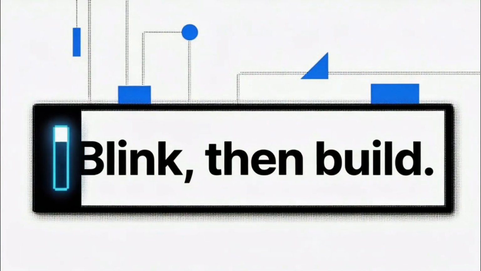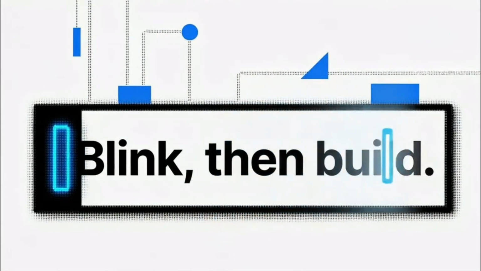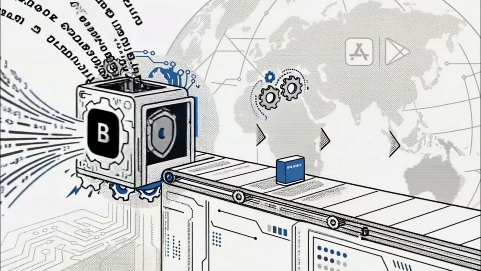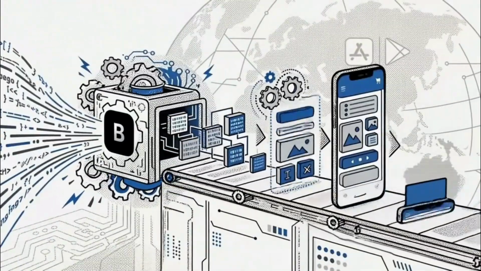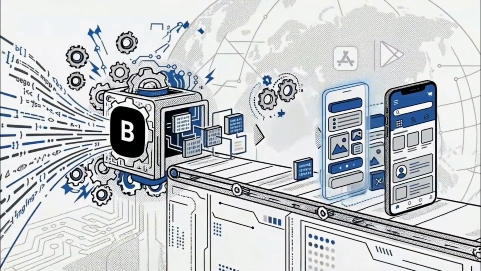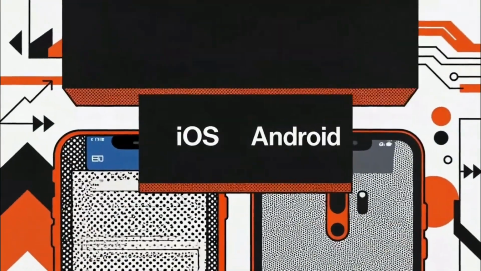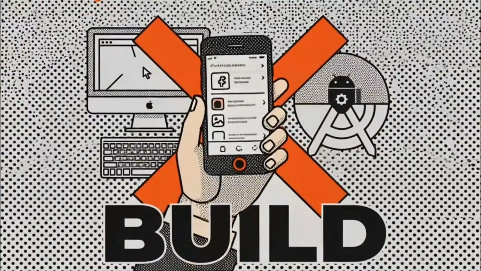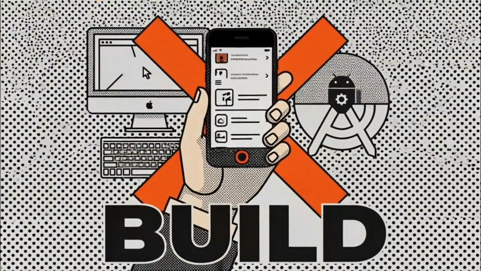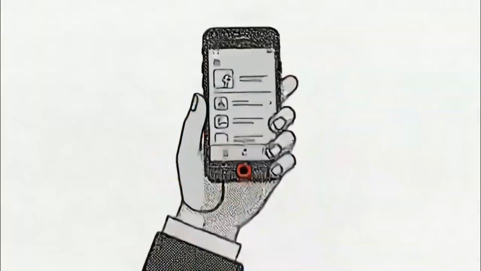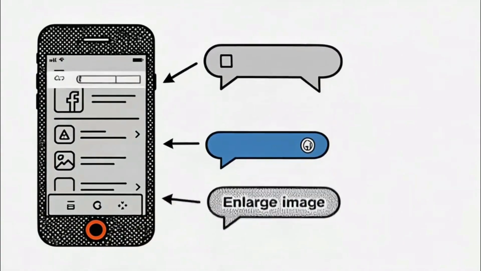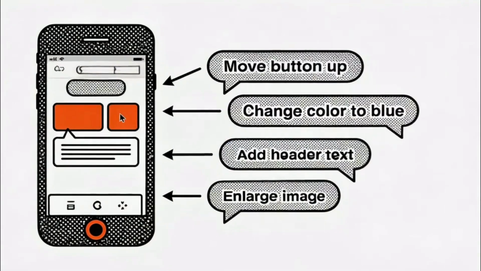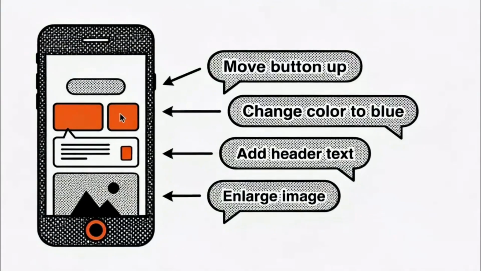You open Blink and describe your app in one sentence. Plain English. Blink's AI writes the code, designs the interface, and handles the logic underneath using React Native. One codebase compiles into native iOS and Android binaries. You test it instantly on your real phone with Expo Go. No Mac or Android Studio required. You iterate by chatting. Adjust the layout, add features, refine the flow, all without touching code.